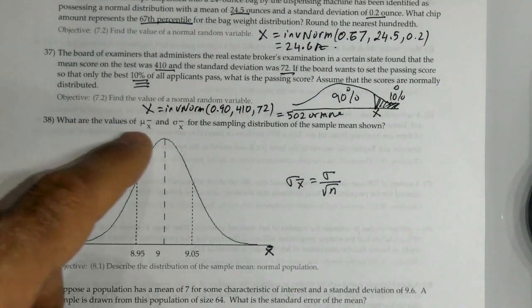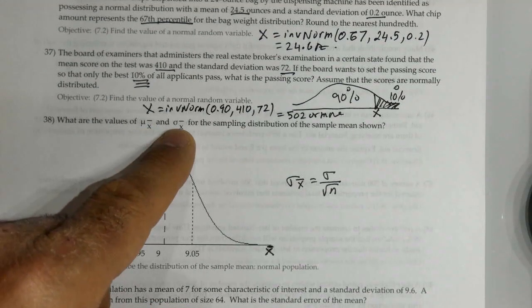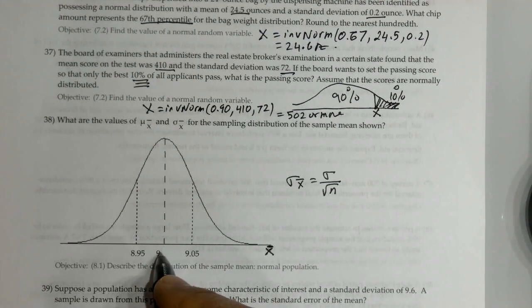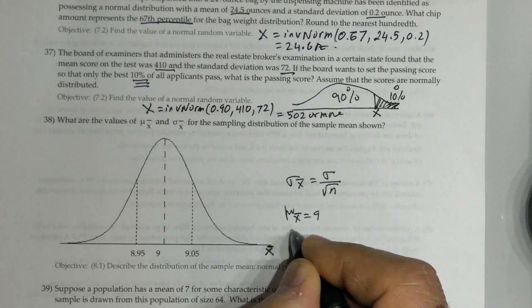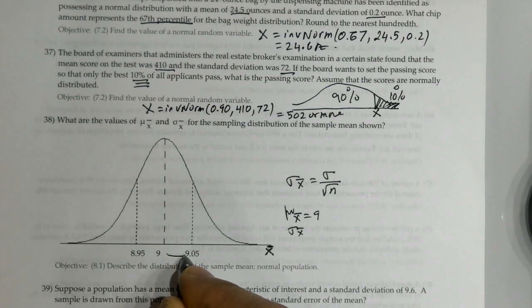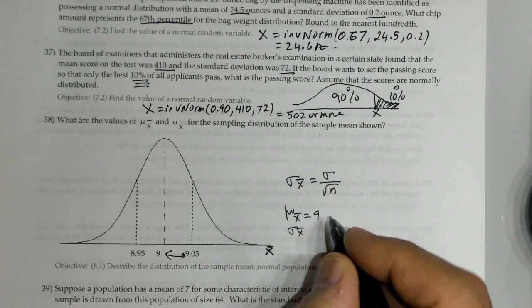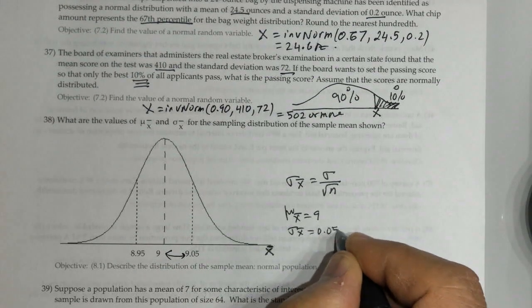So what are the values of mu of x bar and sigma of x bar for this? Mu of x bar is 9. And sigma is the difference between two consecutive numbers. So 9.05 minus 9 would be what? 0.05.